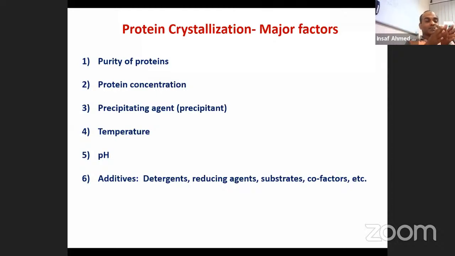Instead of minus, because it is already in minus, now you have to plus actually. So when you plus, it was already 5, and you plus 1, it will become 6. And 6 is closer to the physiological pH than pH 5. So pH is another important factor.